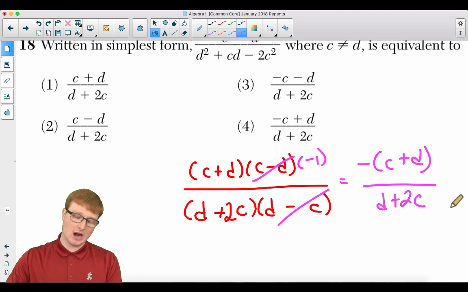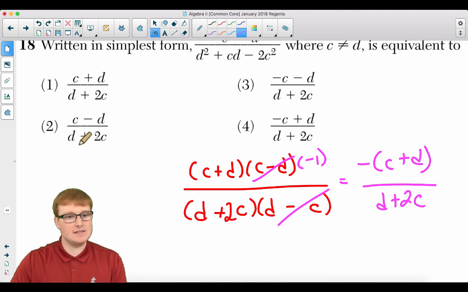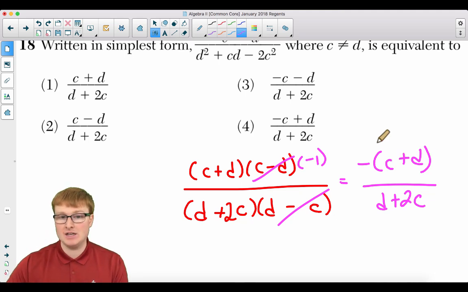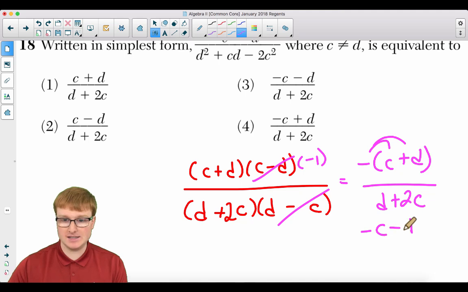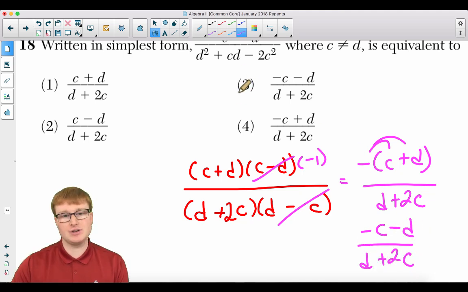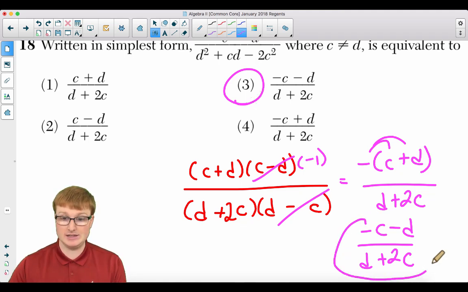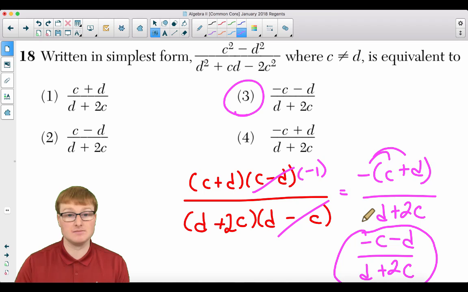Well, we have a problem. None of these answers matches this yet. We're going to get there. Distribute that negative 1. When you distribute that negative 1, we get negative c minus d over d plus 2c. Choice 3 looks rather promising to me. And that is because it is the same exact answer. Good. Your answer is choice 3.